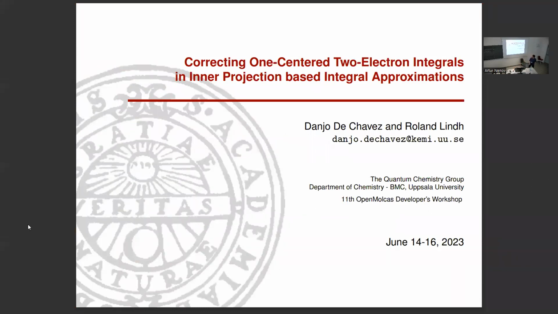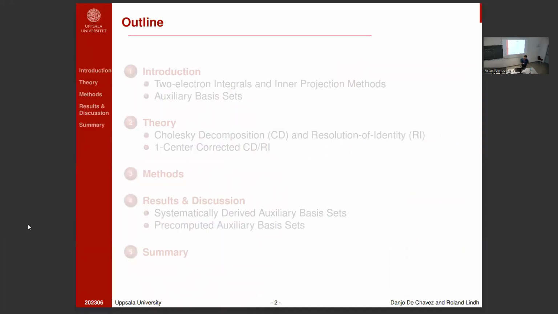Okay. So again, my topic will be a pivot from the earlier one. I'll be discussing two electron integrals, and the title as presented is correcting one centered two electron integrals in the inner projection based integral approximations. So again, I'm from Uppsala, working with Roland. So this is the outline.